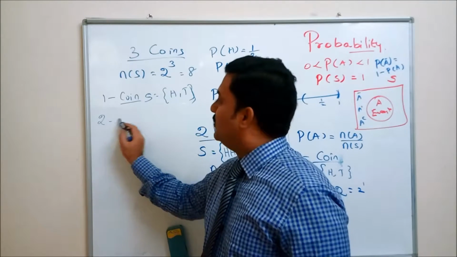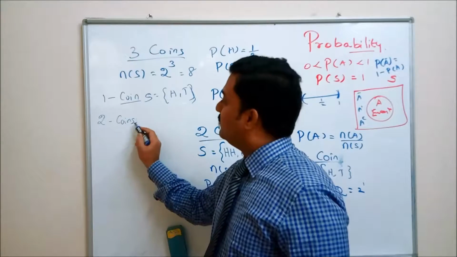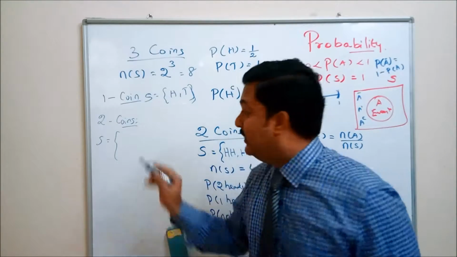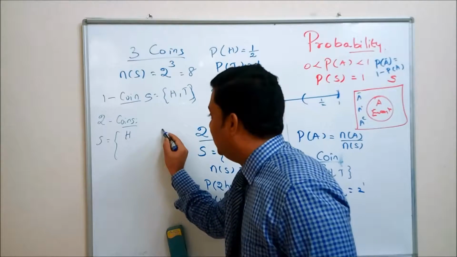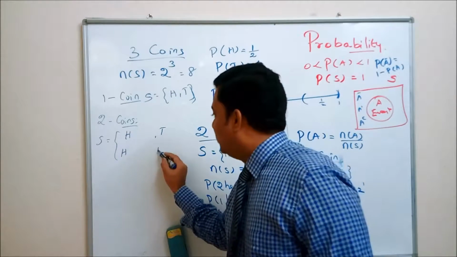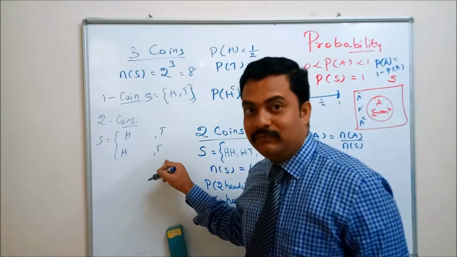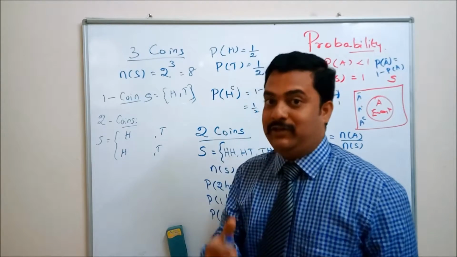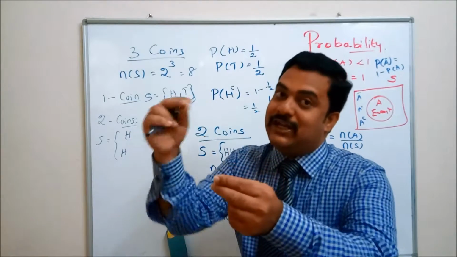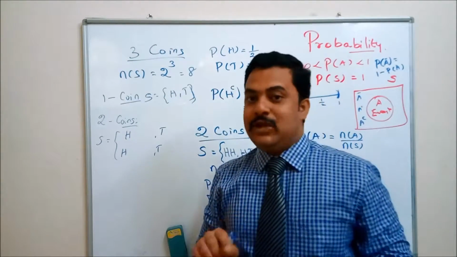Let me write the sample space of 2 coins. What is my S? See how I am going to write it. First it is head and tail. This is for 1 coin. Head and tail. This is for another coin. That is, I am writing only my first coin. So the second coin is going to associate with my first coin.